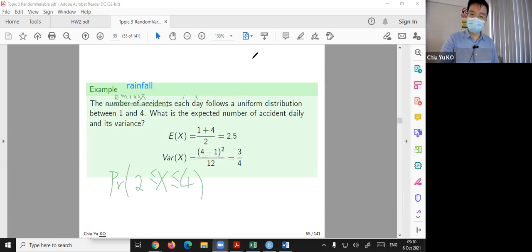The answer would be just the following. Just draw a graph here. This is 1 up to 4, okay? And we know the height of this is 1/3, okay? Because otherwise you don't have the total area of 1, right? This is f. The question is asking what is between 2 to 4, which is area, okay?